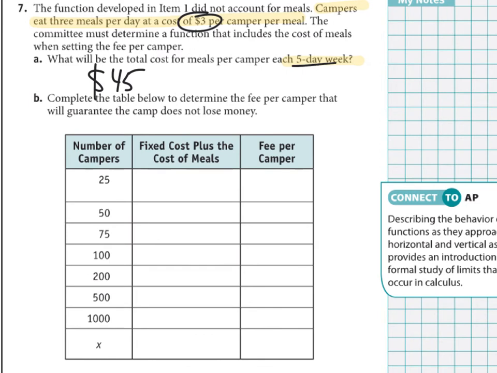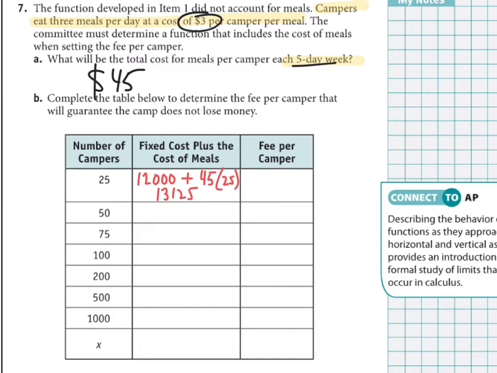So if there are 25 campers, the fixed cost is locked in from what we did before. That's the 12,000 no matter what. Plus it's $45 for the meals per camper, and we have 25 campers. So the total cost of that camp, we do 12,000 plus 45 times 25, is $13,125. So that's just the cost, right? That's the total cost to run the camp plus meals.